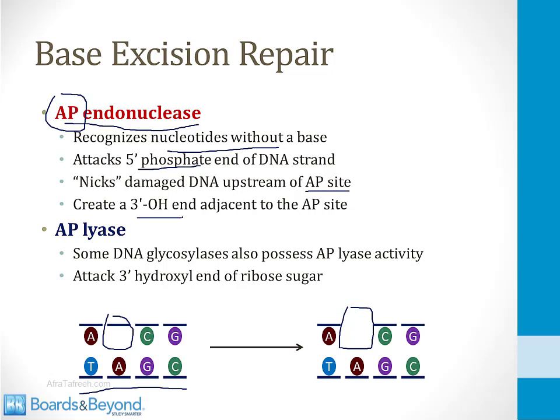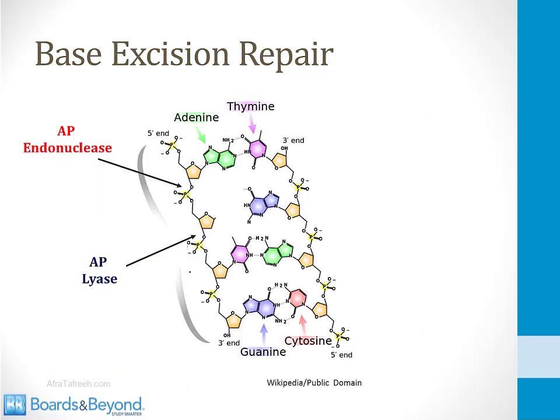The second enzyme that can play a role in this process is called AP lyase. Some of the DNA glycosylase enzymes I described in the last slide also possess AP lyase activity. This enzyme will attack the 3' hydroxyl end of the ribose sugar, in contrast to endonuclease, which attacks the 5' end. To understand this better, let's look at the picture I've drawn on the screen.